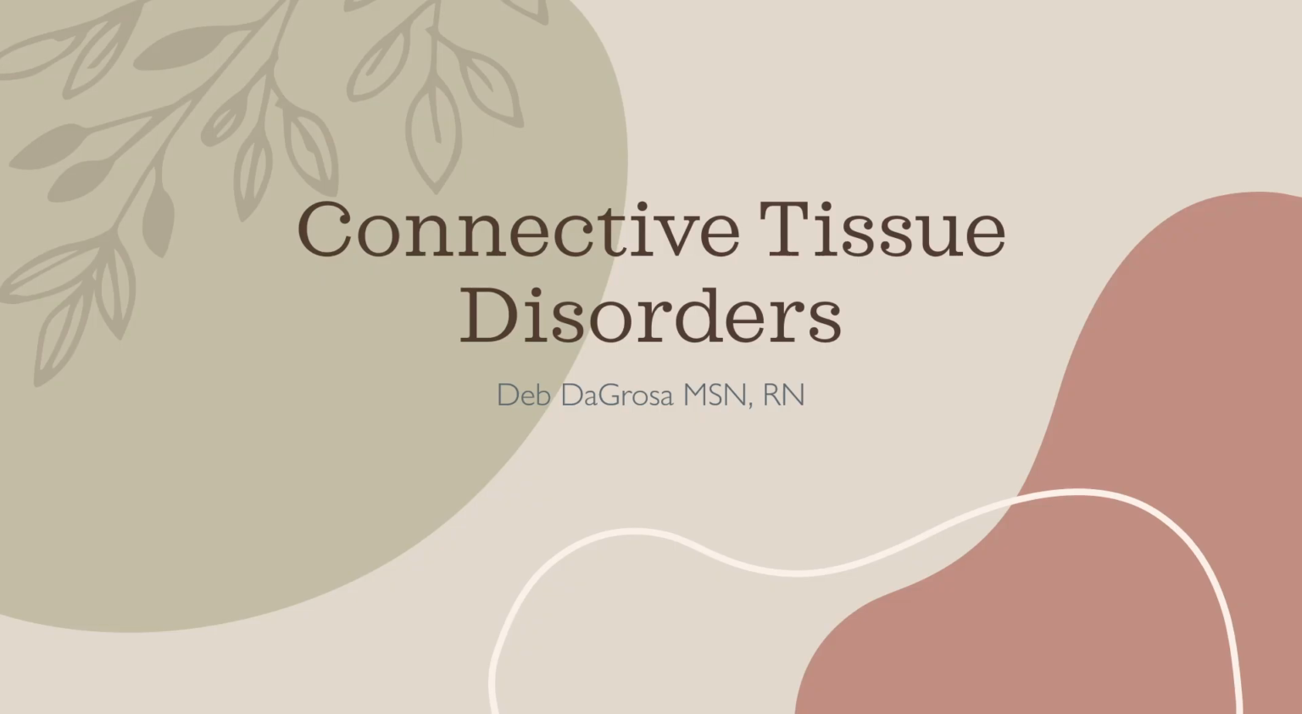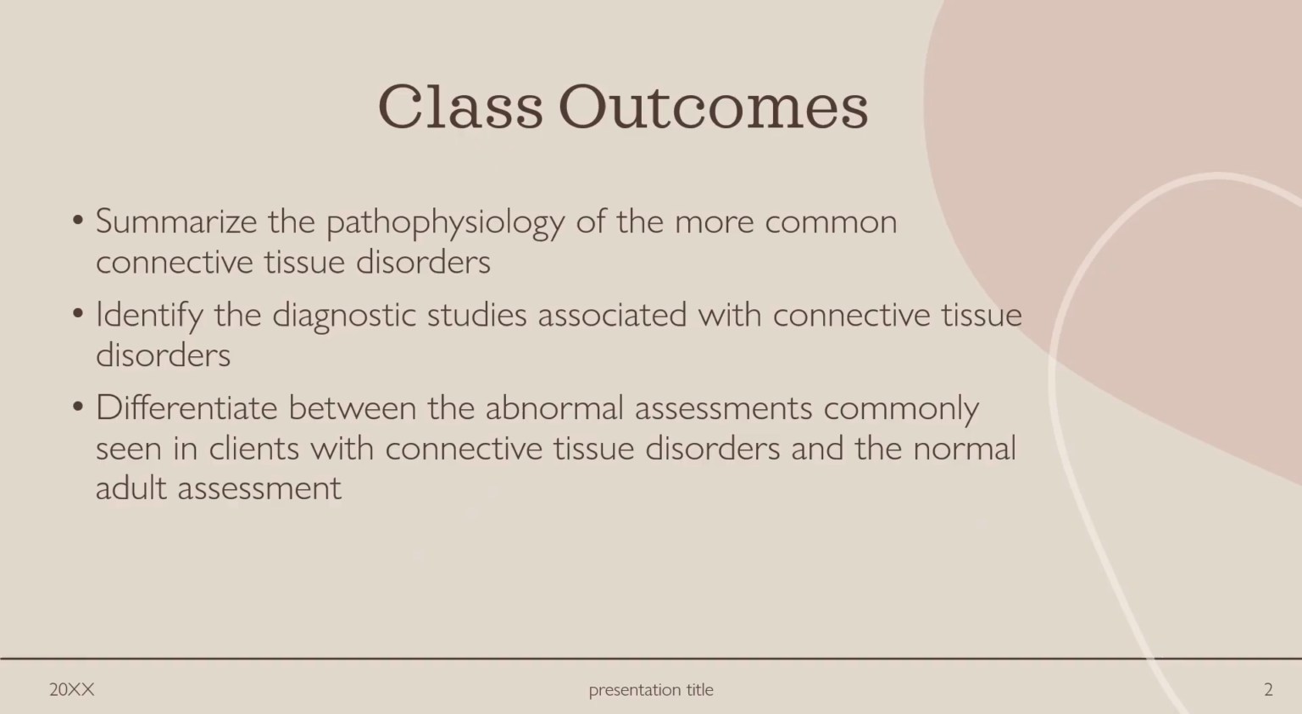Today, this afternoon, we are talking about connective tissue disorders. Class outcomes for connective tissue disorders will be to summarize the pathophysiology of the more common connective tissue disorders, identify the diagnostic studies that are associated with connective tissue disorders, differentiate between the abnormal assessments commonly seen in clients with connective tissue disorders and the normal, quote unquote, normal adult assessment.